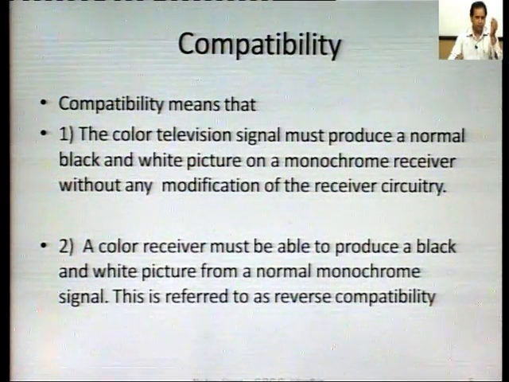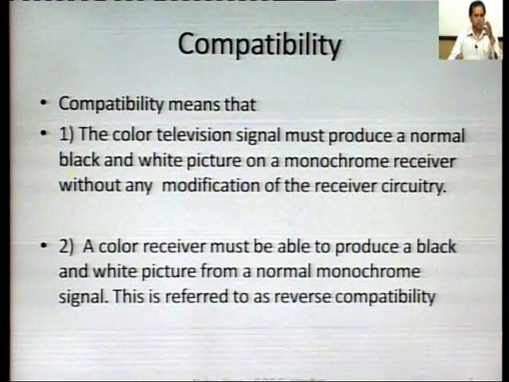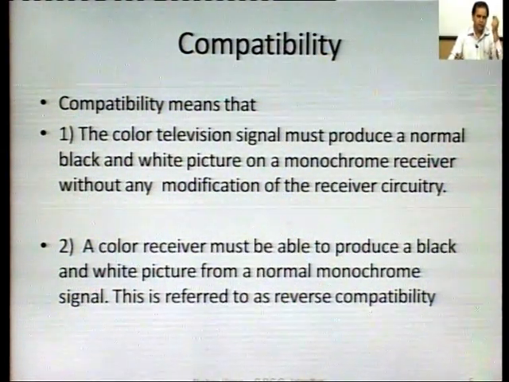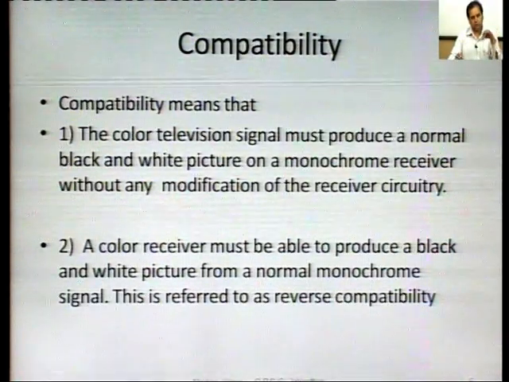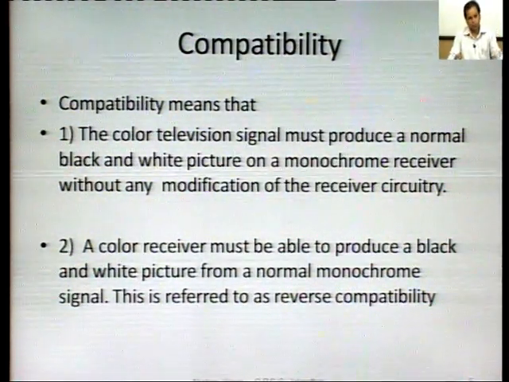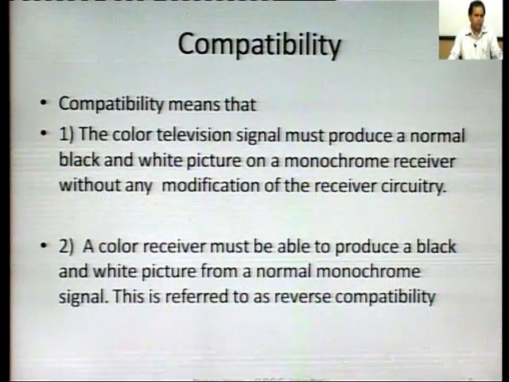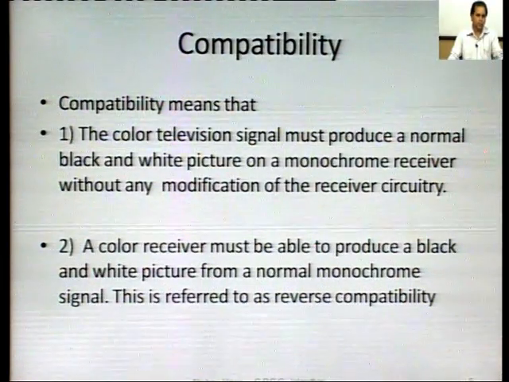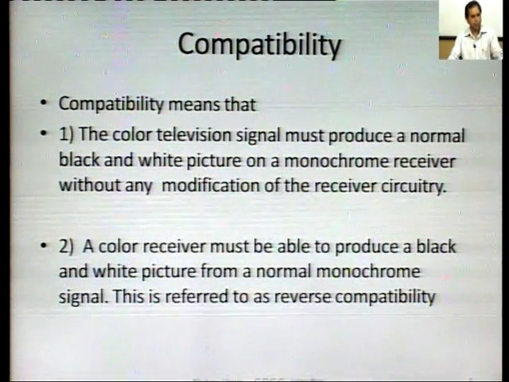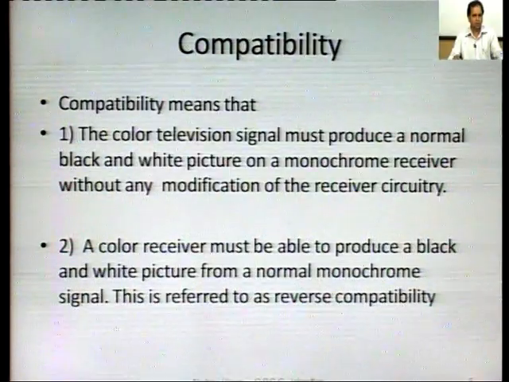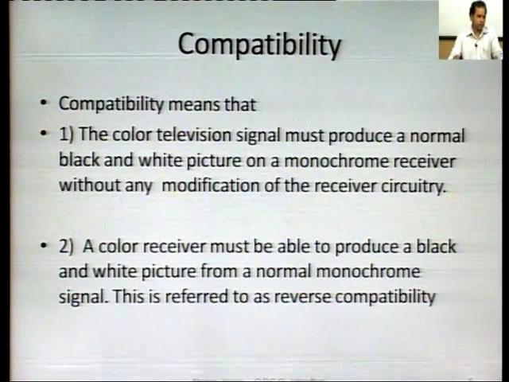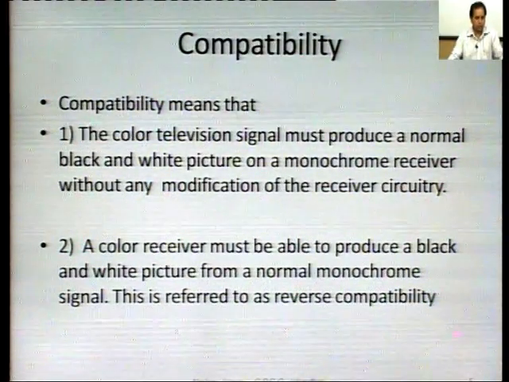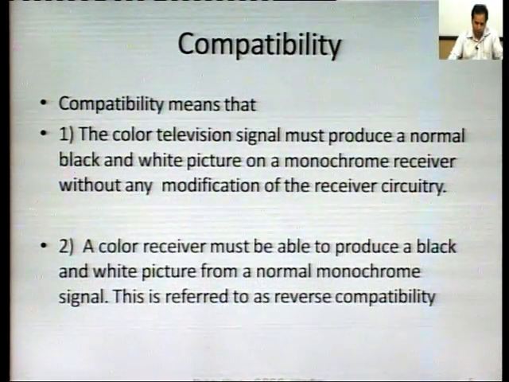The first one, the color TV signal must produce a normal black and white picture. If it is a color TV and the input signal is black and white, then the overall system should be able to produce the corresponding black and white information. Second, the color receiver must be able to produce a black and white picture from a normal monochrome signal. If it is a monochrome signal at the input and the system is color, then it should also be able to display the same in the same proportion. So, this can also be called the reverse compatibility.